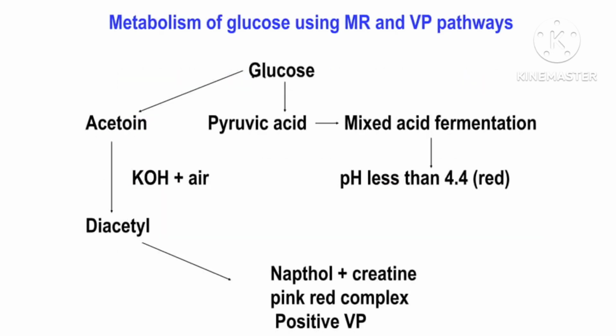So, metabolism of glucose using the MR and VP pathway. This is the diagram showing the metabolism of glucose. Glucose is converted to pyruvic acid and acetoin. If it is converted to pyruvic acid, because of the mixed acid fermentation, the pH will turn less than 4.4, and if it is less than 4.4, it will turn the color to red upon the addition of methyl red, and this acetoin will convert to diacetyl in the presence of atmospheric air and KOH. Upon the addition of alpha naphthol plus creatine, a pink red color complex is formed, that is VP positive.